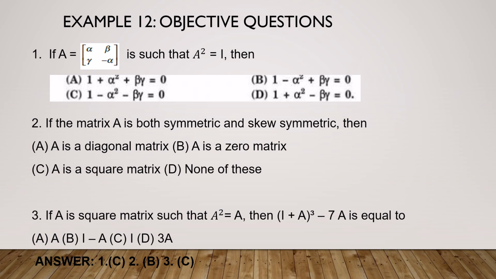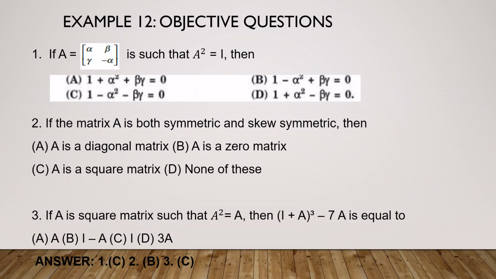Second one: if the matrix A is both symmetric and skew symmetric, then A should be a diagonal matrix, zero matrix, square matrix, or none of these. The answer is that it is possible only when A is a zero matrix. If A is a zero matrix, then only it can be both symmetric and skew symmetric, because A and minus A are the same, and when is that possible? Only when it is a zero matrix.